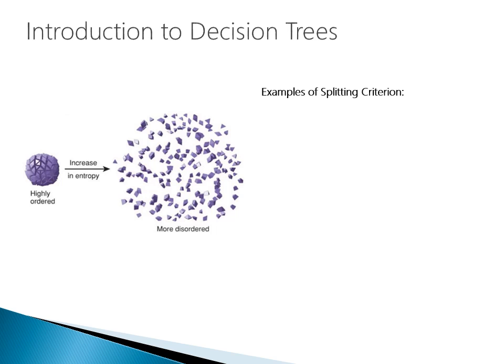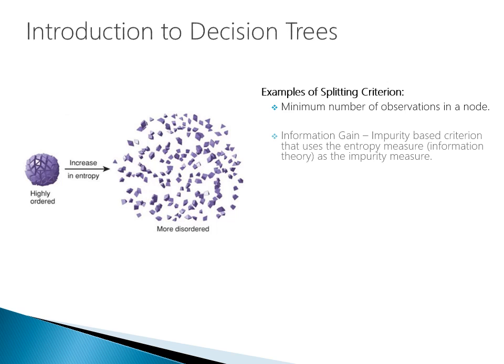Well, what are some examples of the splitting criterion? We talked about creating a two-part split. How do we go about this? Well, we can look at a minimum number of observations. We can say, okay, I need to have at least 10 observations in a node, and that's one way we can go about it. Another way is through what's called the information gain.